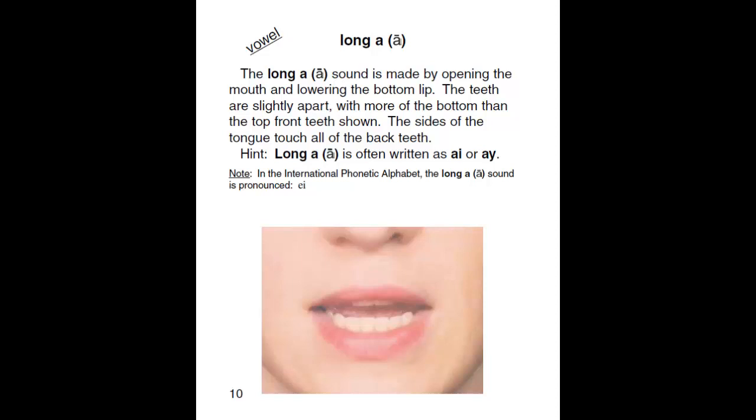Long A. The long A sound is made by opening the mouth and lowering the bottom lip. The teeth are slightly apart, with more of the bottom than the top front teeth shown. The sides of the tongue touch all of the back teeth. A.